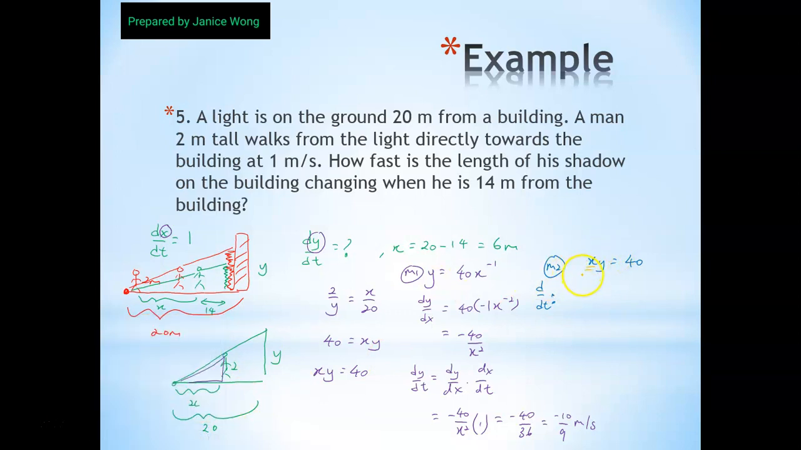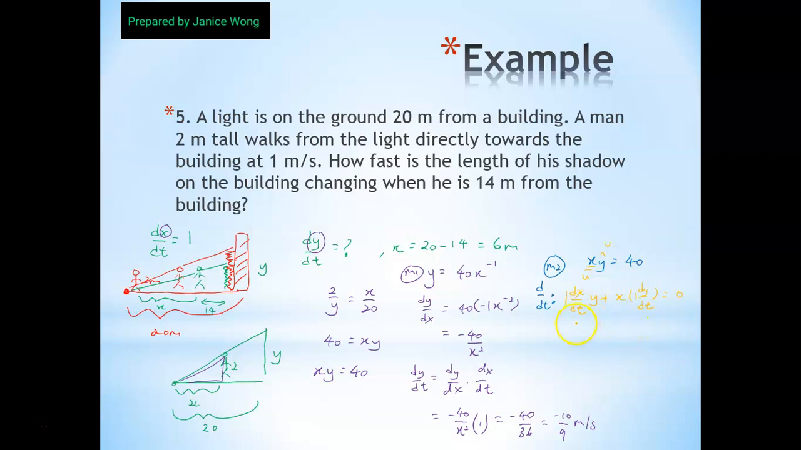This is u and this is v. Differentiate u, we get 1 dx over dt, to indicate that we differentiate x with respect to time, times v, plus u times differentiate v, 1 dy over dt, to indicate that we are differentiating y with respect to time, equals to differentiate a number, 0.